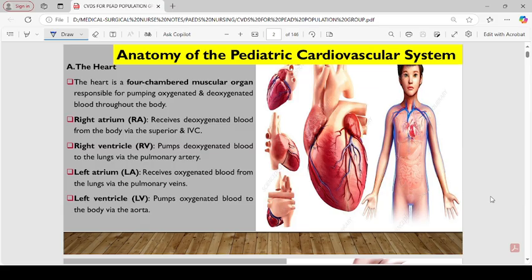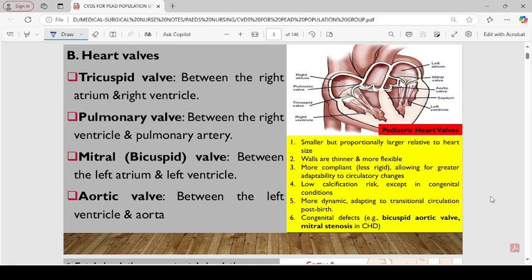The left atrium receives oxygenated blood from the lungs after oxygenation via the pulmonary veins. Then we have the left ventricle, which pumps oxygenated blood to the body via the aorta.